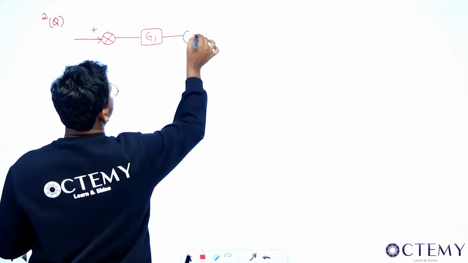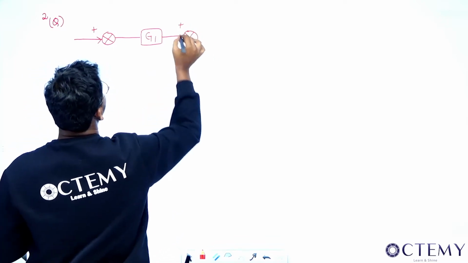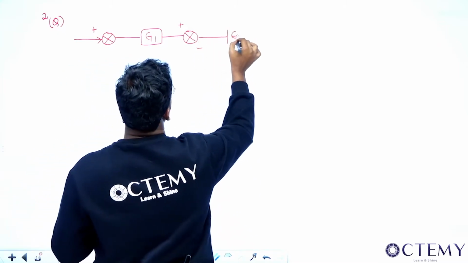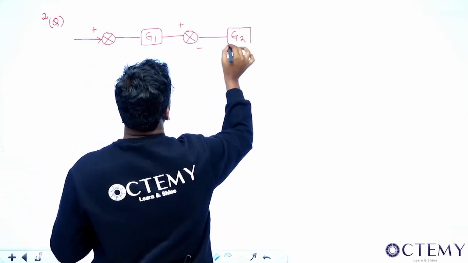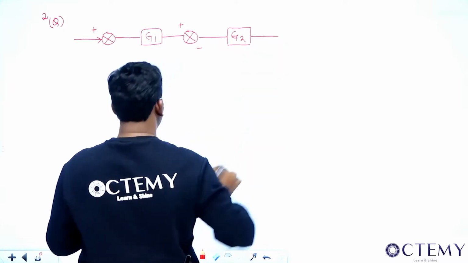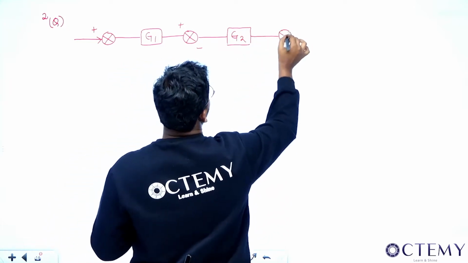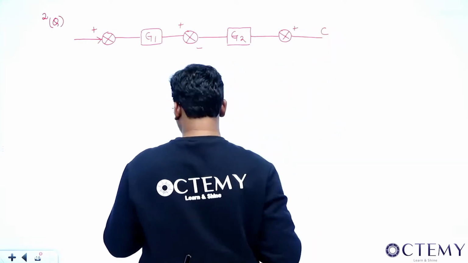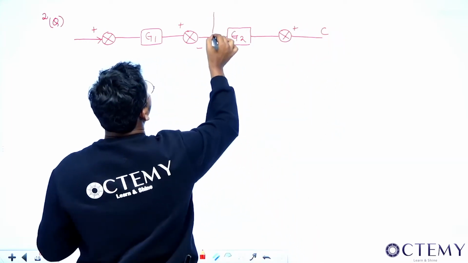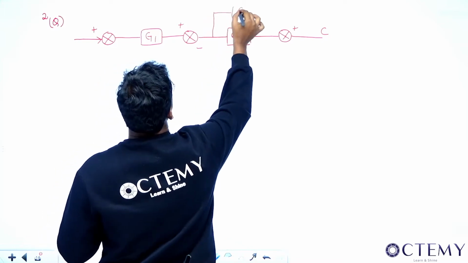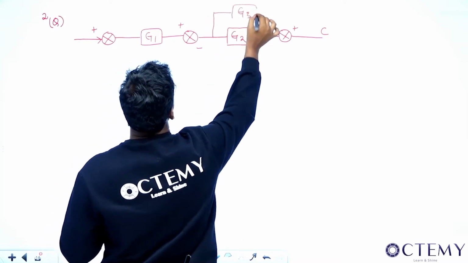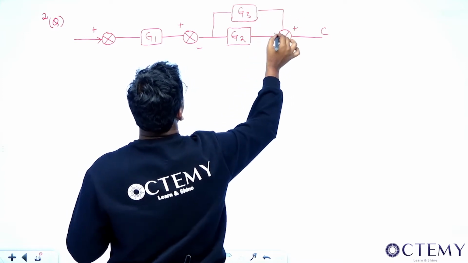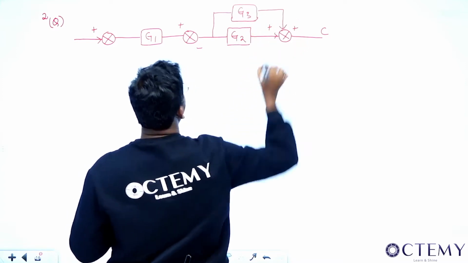And this is again a summing point. This is plus, this is minus. This is G2. This is again a summing point, and this is the output C. At the summing point you have plus here, and from this G2 you are getting G3 like this, sir. You are getting G3 like this, and this is getting added here, right? This is also plus, this is also plus.